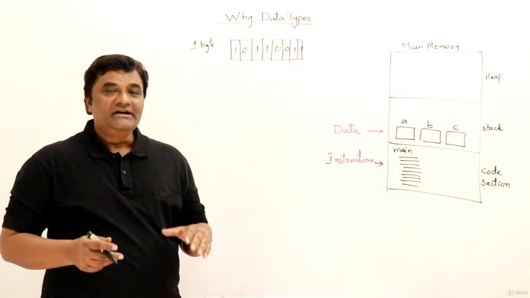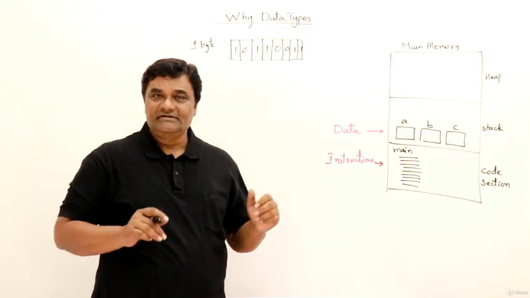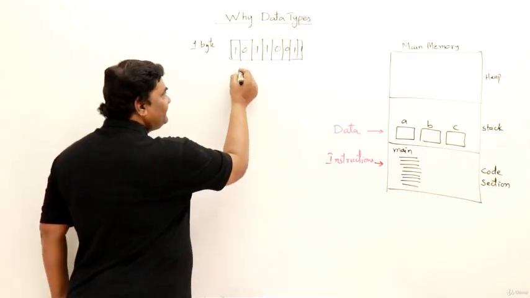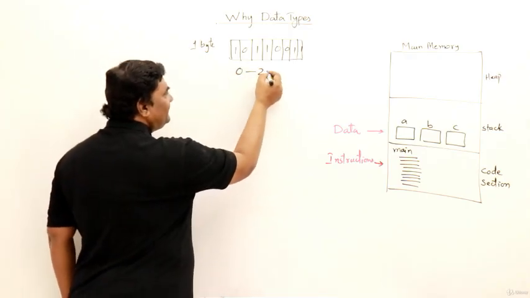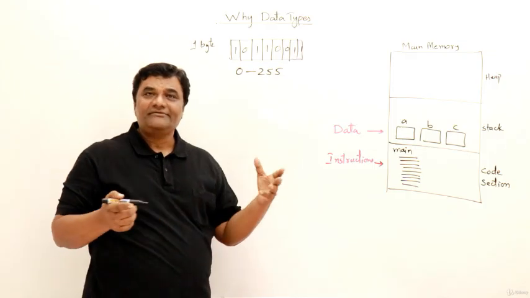Now the question is, if you want to store integer type data, shall we take just 1 byte? So in 1 byte, what is the maximum number that we can store? The minimum is 0 and the maximum is 255. So the largest number is 255. I cannot have bigger figures.